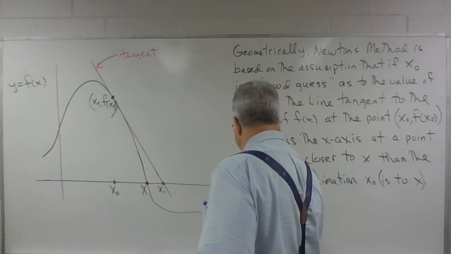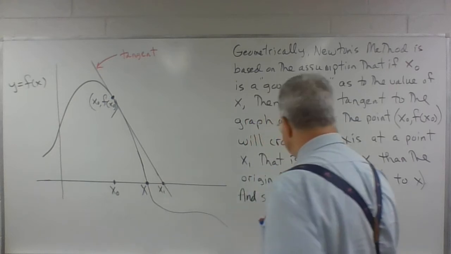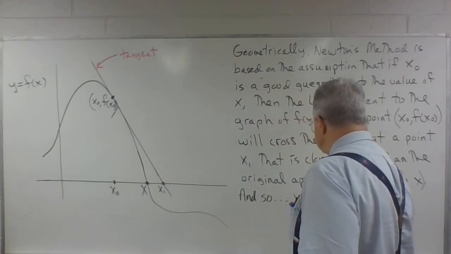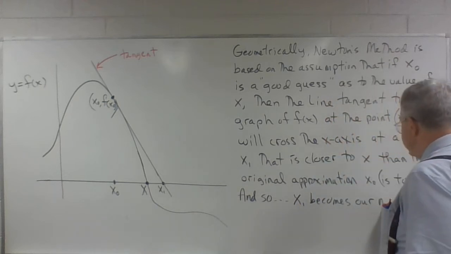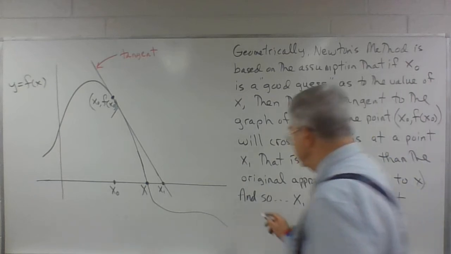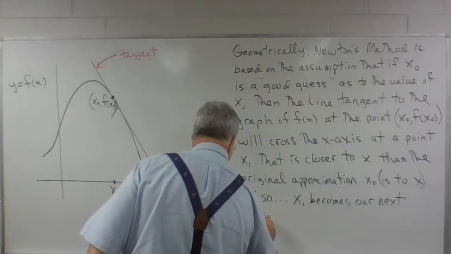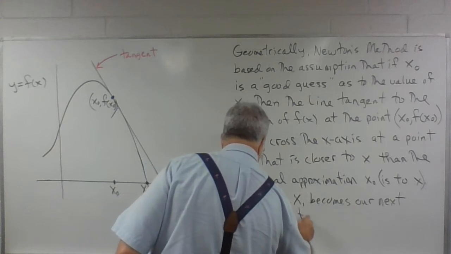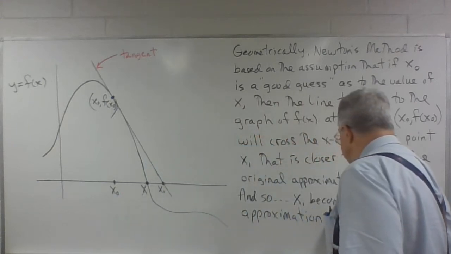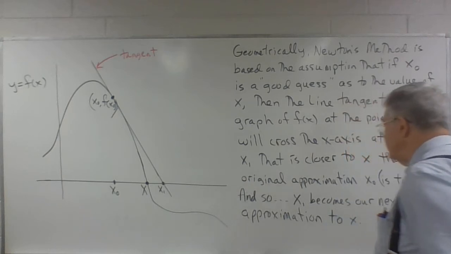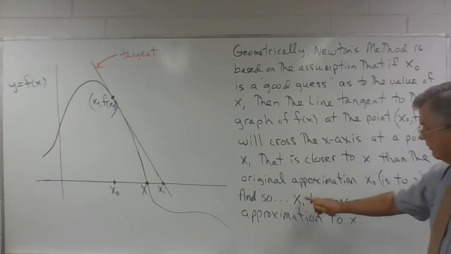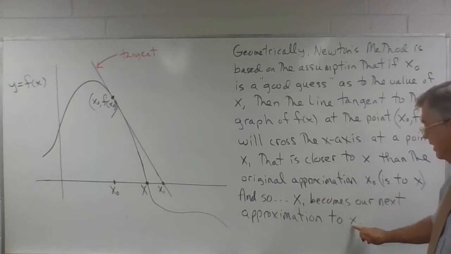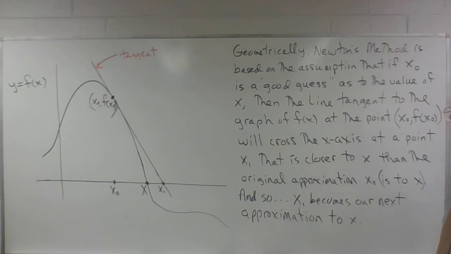And so x1 becomes our next approximation. Since x of 1 is closer to x than is x of naught, x of 1 becomes our next approximation to x. Okay.